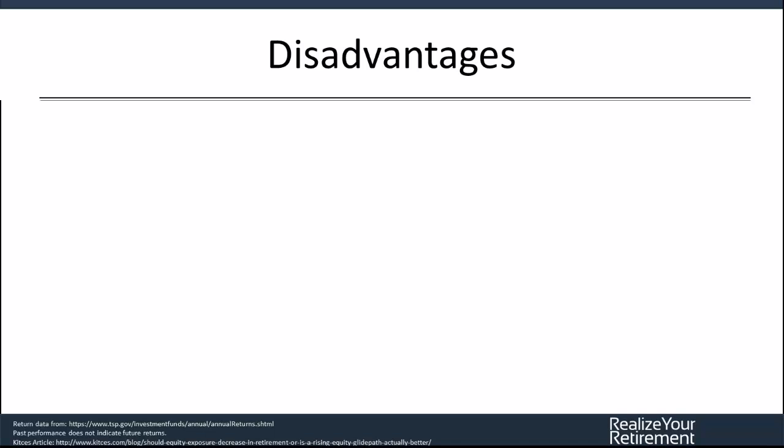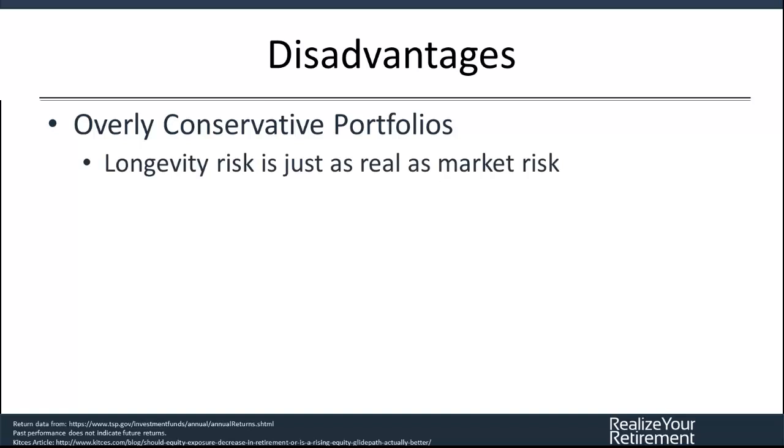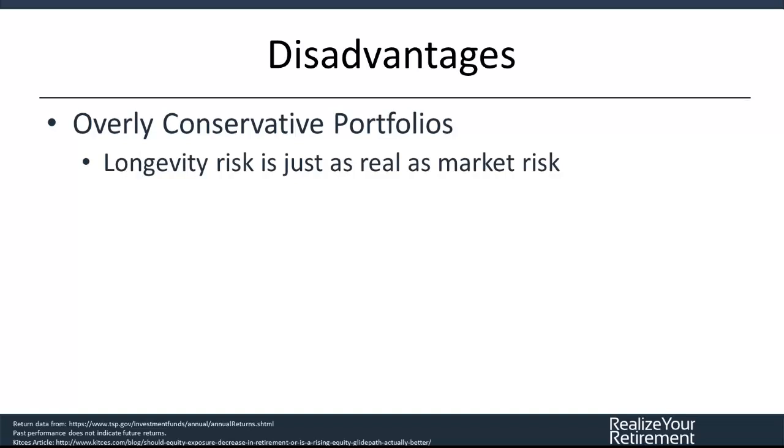One of the biggest problems with the TSP Lifecycle funds is their overly conservative portfolios. This can hamper your portfolio's ability to survive throughout your retirement. You see, longevity risk is the chance that you outlive your money because your rate of withdrawals outpaces the rate your portfolio grows. You then outlive your portfolio's ability to fund your lifestyle. And longevity risk is as real as market risk.